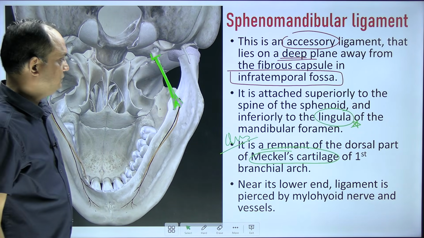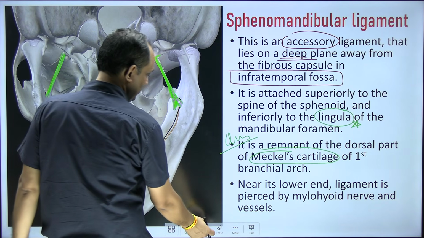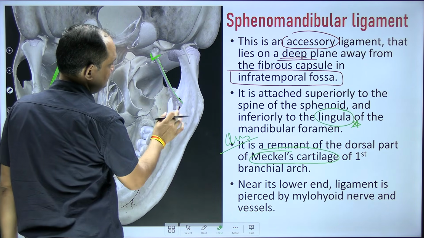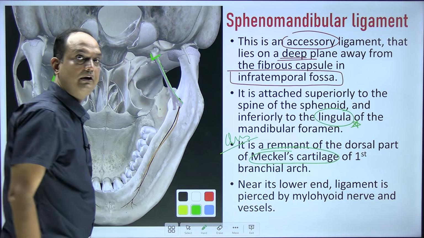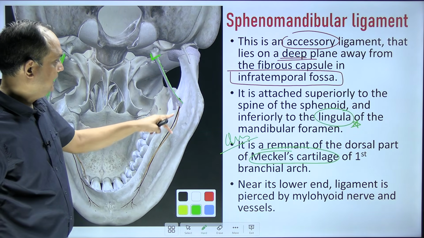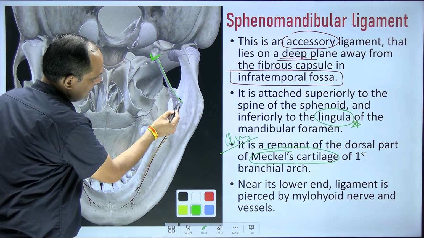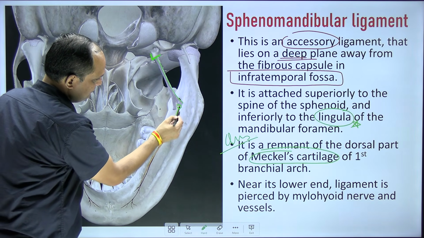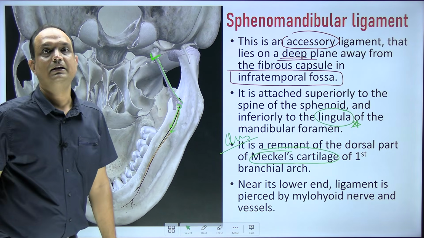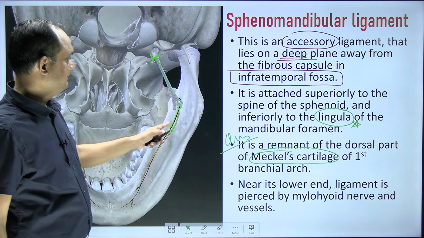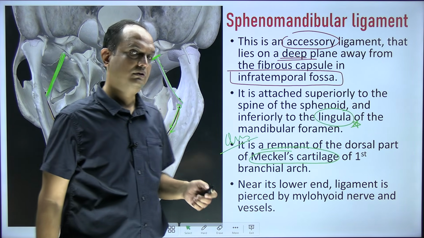One more thing you are able to see in this image is that the lower end of this ligament is pierced by the nerve to mylohyoid and the mylohyoid artery. Here you can see that this area is punctured by these two structures: the nerve to mylohyoid and the mylohyoid vessels, and these are branches of the inferior alveolar nerve and vessels.